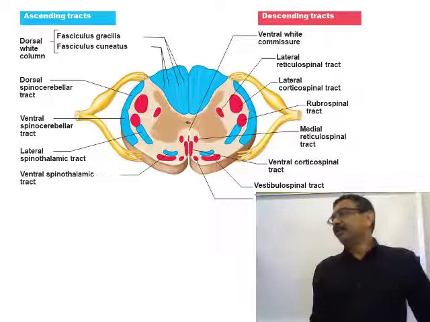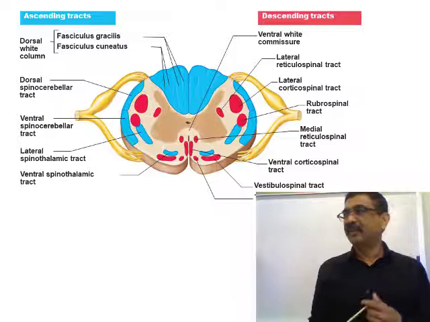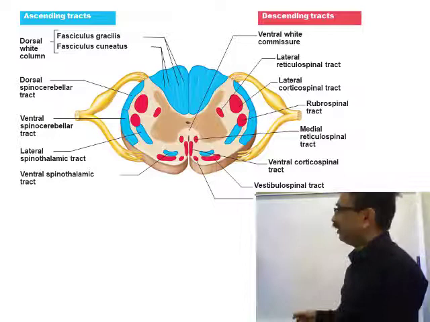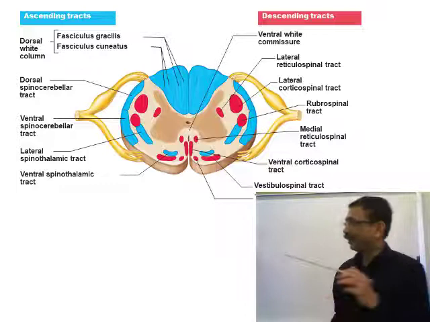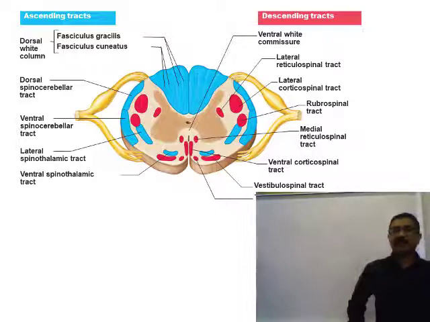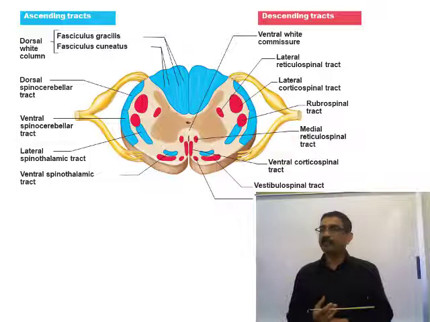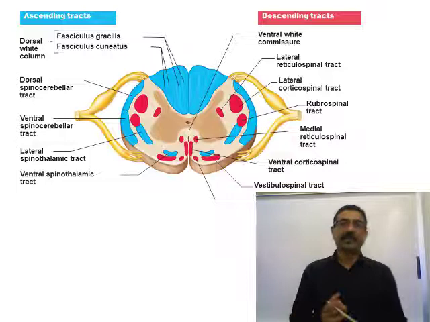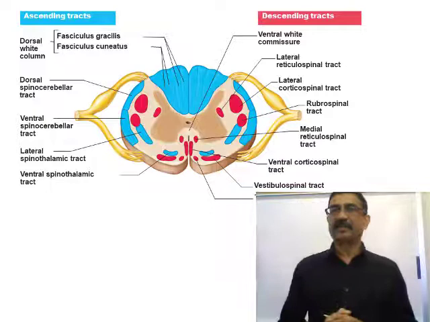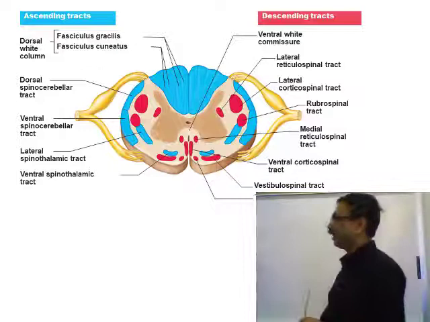So there are two pairs of spinothalamic tracts, ascending tracts, ventral and lateral. So in each side you see ventral spinothalamic tract. In the left side you see, in the bottom of left side, ventral spinothalamic and lateral spinothalamic. In the other half you have same. Just know that spinothalamic tract, these tracts carry pain, temperature and fine touch signals. Pain, temperature and fine touch, soft touch signal are transmitted by these tracts.